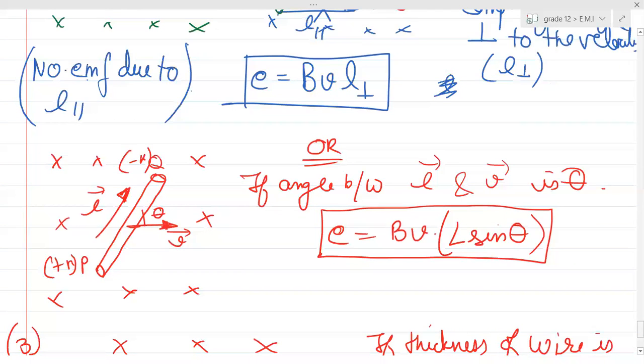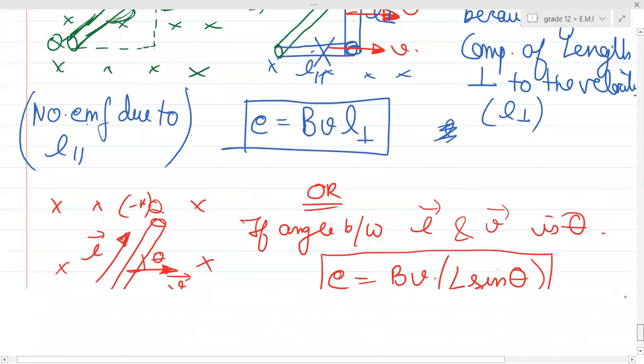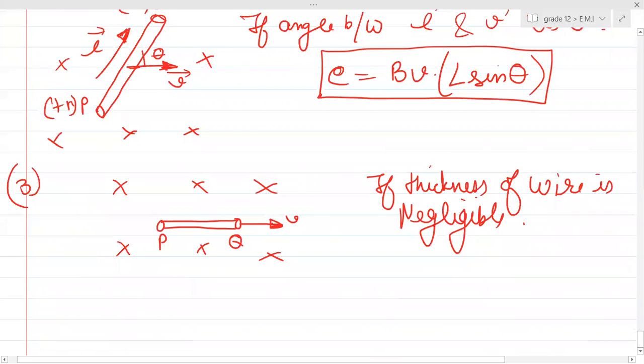Sin 90 is 1, right? It is not 0. So hence it will be the maximum EMF in that case. Is it necessary to write sin 90? Not necessary, but if you want to write it, write it. No one will say anything if you write it or don't. But writing it will indicate your conceptual clarity.